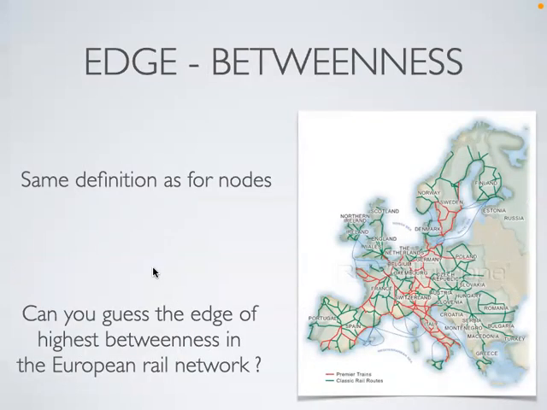You can also define an edge betweenness, because on that one it was a node betweenness, but you can define exactly the same thing for edges. You will find the betweenness of an edge is how many of the shortest paths are going through that edge. And question here: it's a railway map of Europe. Do you have an idea of which edge has the highest betweenness here?